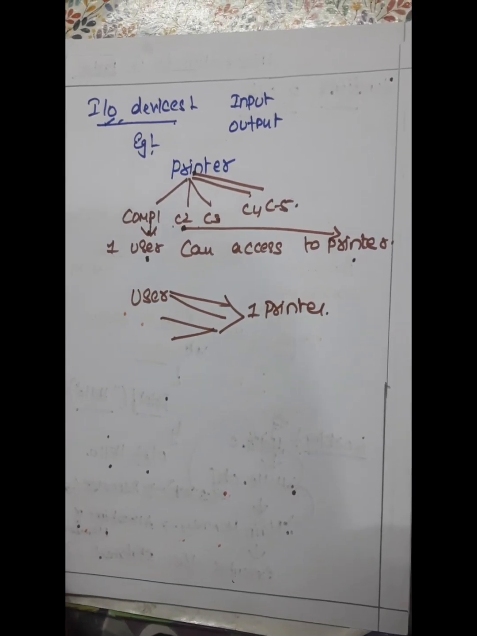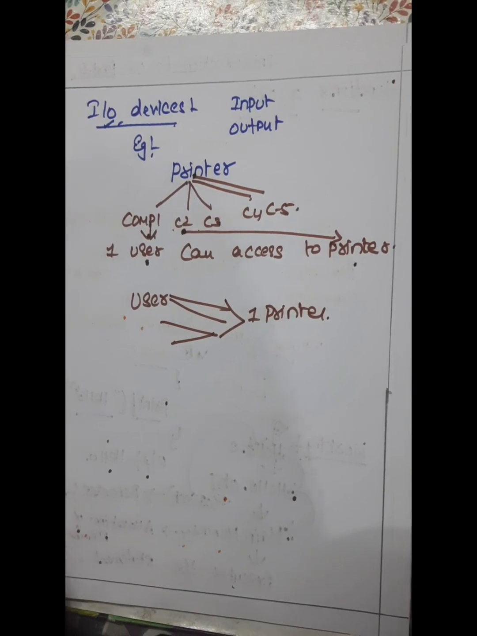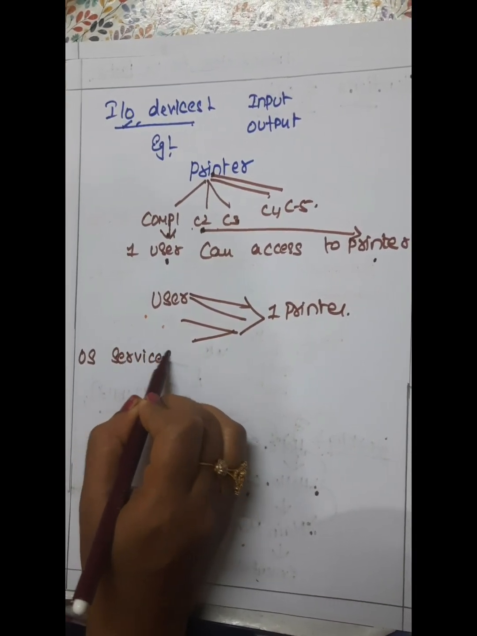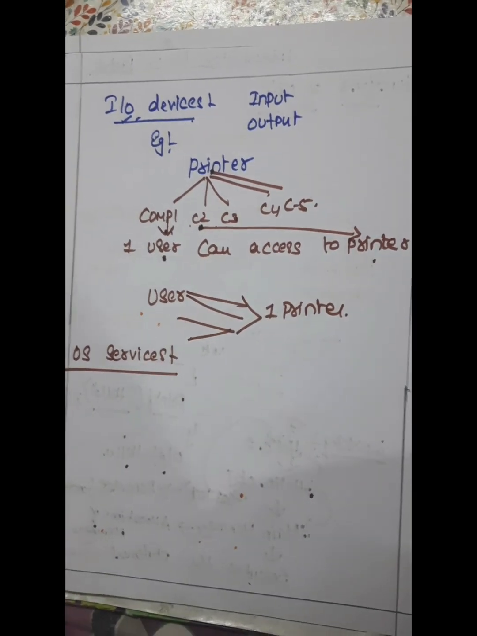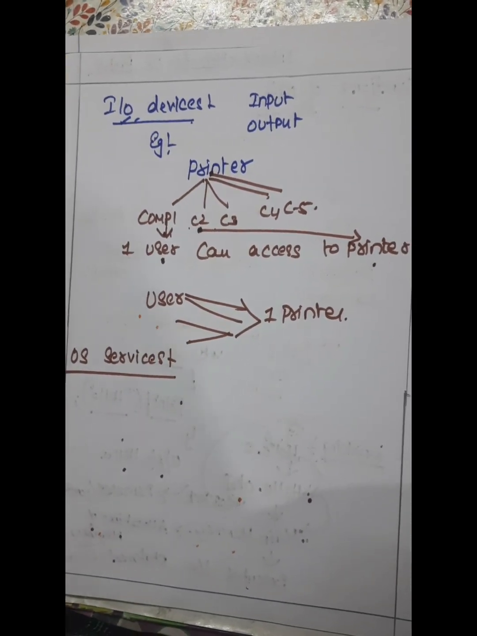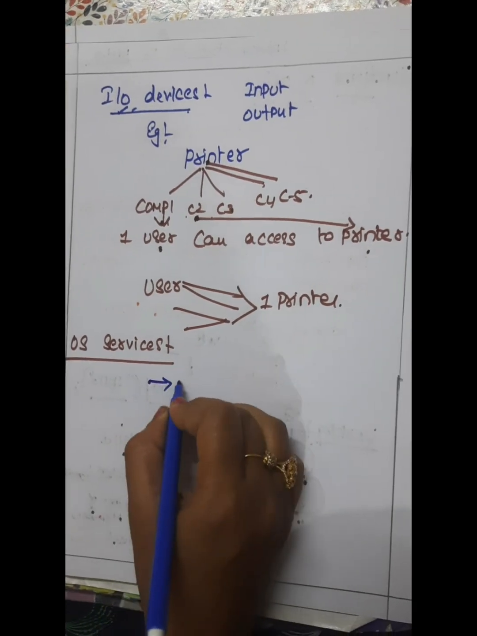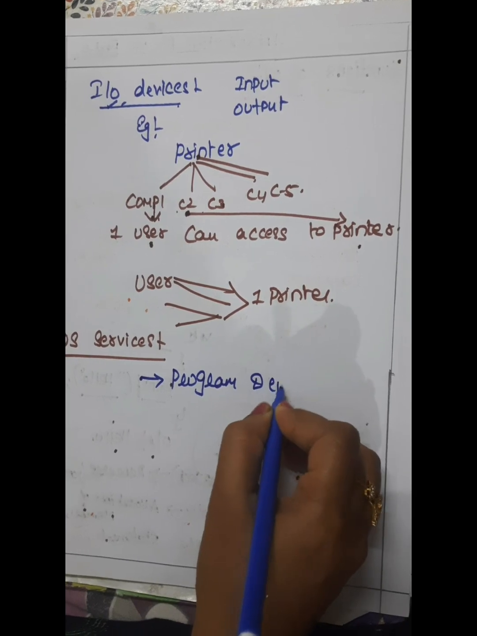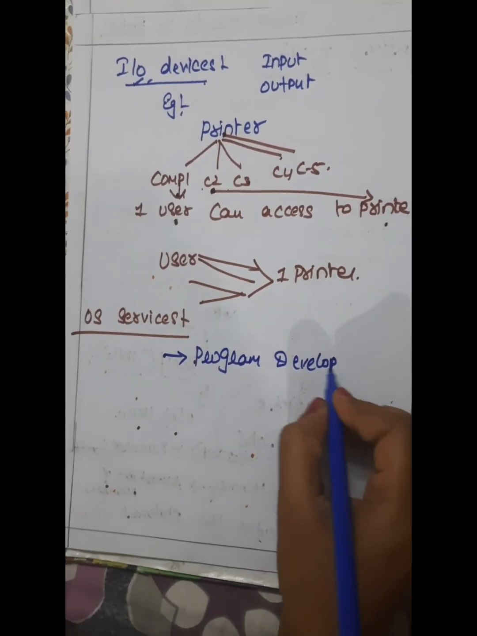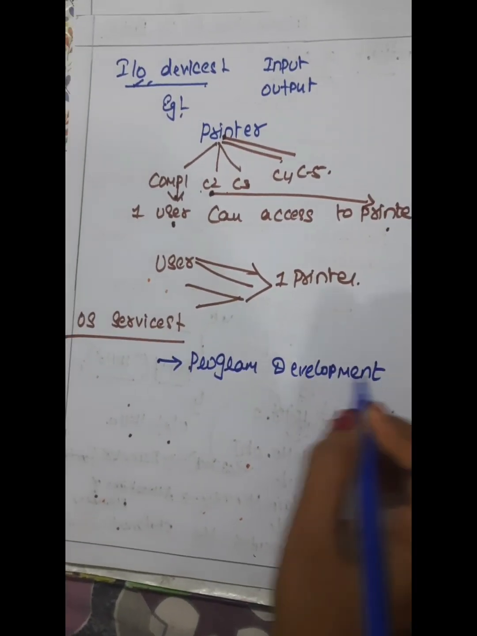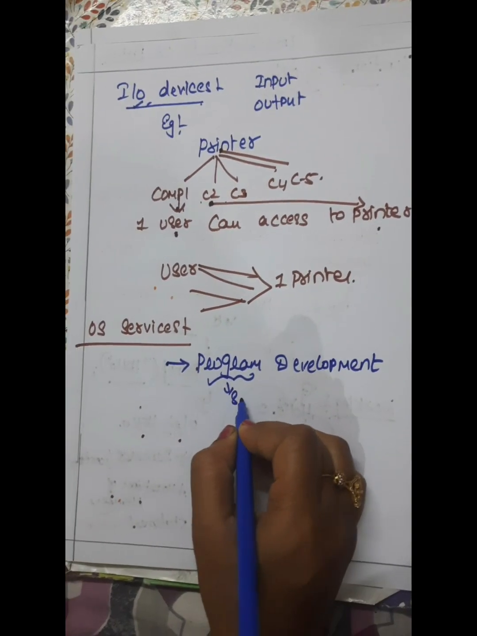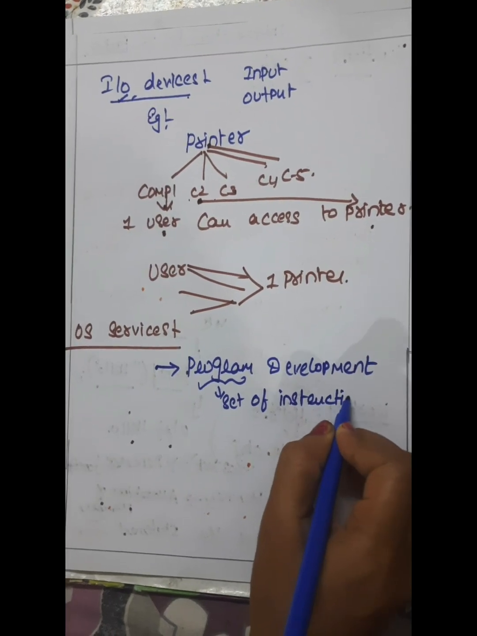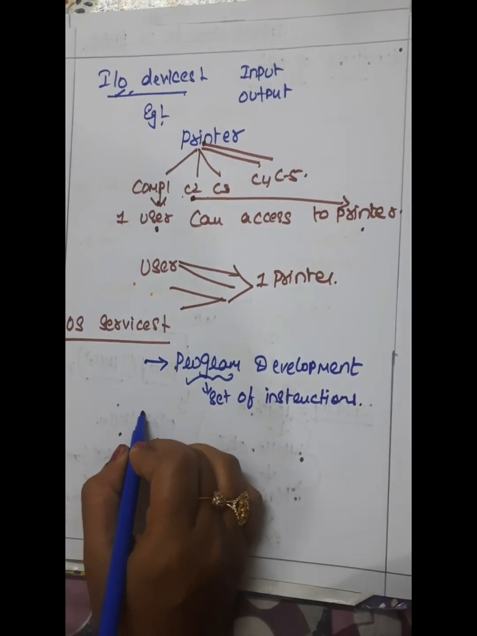Then let us deal with the next topic called OS services. So what are the operating system services we are dealing with? Operating system generally deals with program development, which leads to the development of the program. As I told you, what is a program? It is a set of instructions to be executed. Right? I'm just reminding you again.